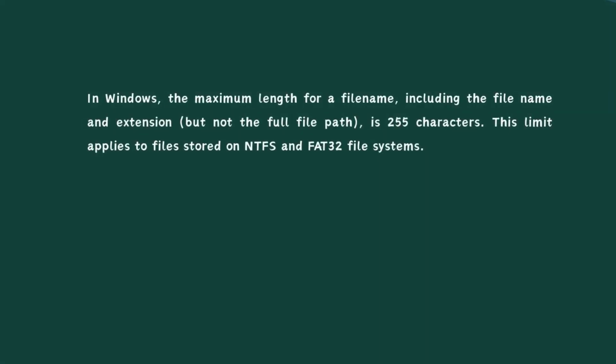In Windows, the maximum length for a file name, including the file name and extension, but not the full file path, is 255 characters. This limit applies to files stored on NTFS and FAT32 file systems.